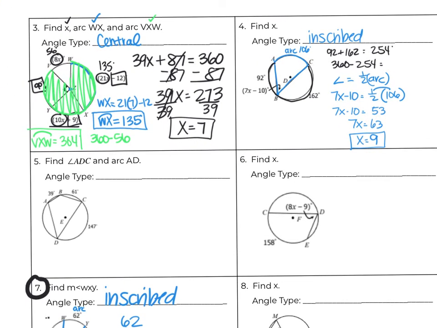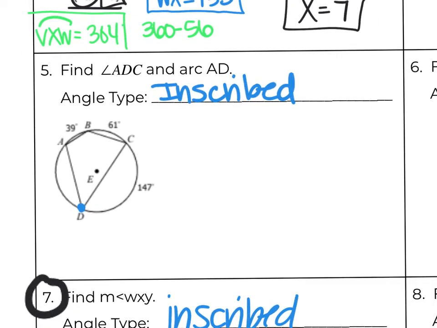All right. Riley, what type of angle is 5? Inscribed, because D is the vertex point there. Okay. Here they want two things. They want angle ADC, and then they want arc AD. All right, so we're going to have to do a couple things. We can start with either of these, really. Caden?